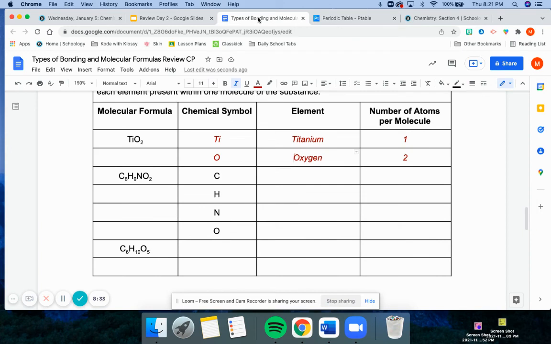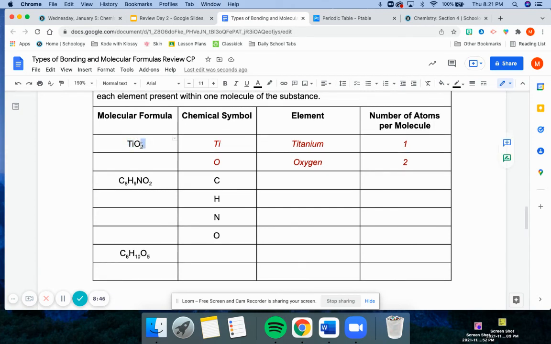Okay, and then I'm going to take a look at the subscripts to figure out how many atoms of each element I have per molecule. For titanium, there is no subscript, so that means I only have 1 atom per molecule. And oxygen's subscript of 2 tells me that I have 2 atoms of oxygen per molecule.